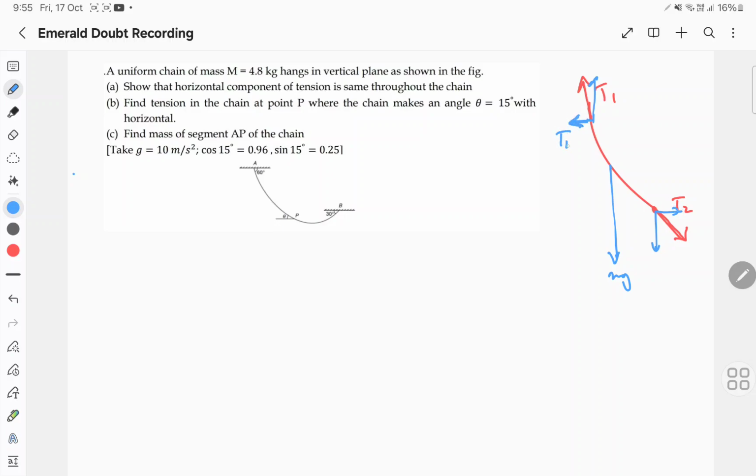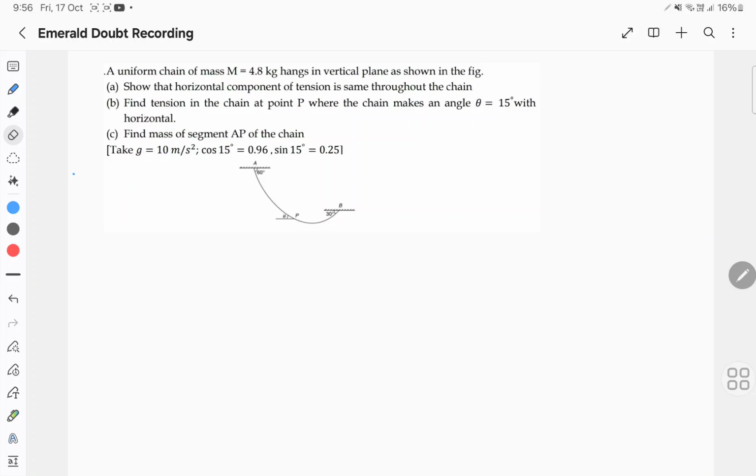These horizontal components T1x and T2x have to match because the chain is not going left and right, and these are the only forces. So that is what is being asked: show that the horizontal component of the tension is the same throughout the chain. So yes, it will be the same throughout the chain. It may be in one direction or in the other direction, but the value of T1x and T2x is the same throughout the chain. You can take any small section of the chain and analyze that.